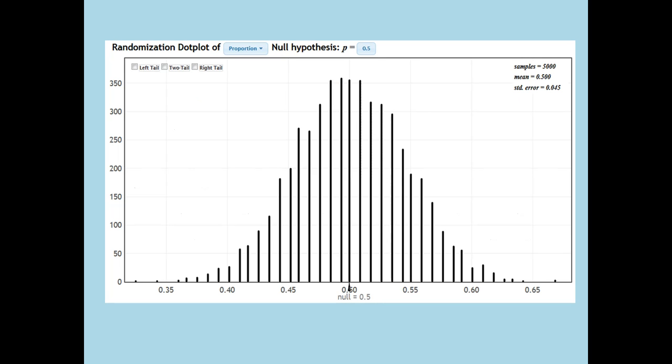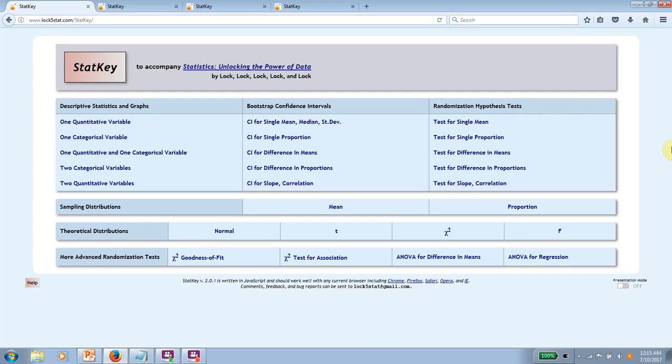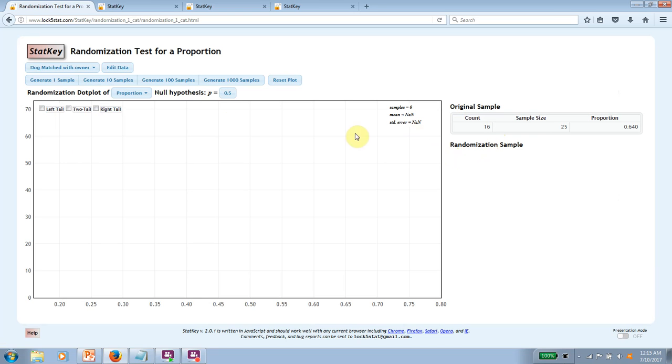There's a randomization distribution. If you look at those two buttons up at the top, the first one indicates single proportion. The second one indicates a 0.5 in the null hypothesis, and I have 5,000 samples simulated there. This is how you would generate a randomization distribution. For all of the stuff in Chapter 4, you want to be over here in StatKey, underneath where it says randomization hypothesis tests. The Punxsutawney Phil example is for a single proportion, so I want that. This is already set up here with the null hypothesis of p equal to 0.5, but there's a preloaded sample that we need to get rid of.